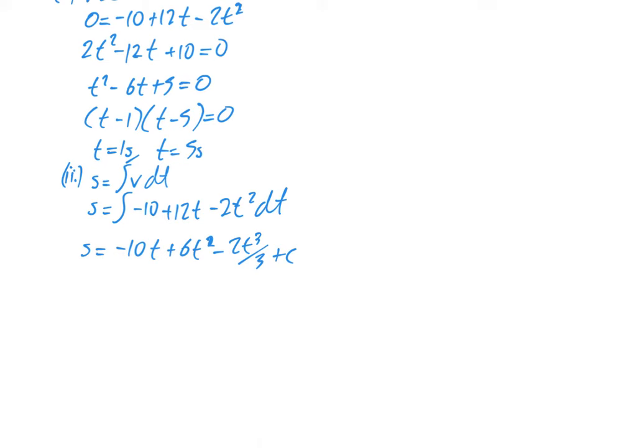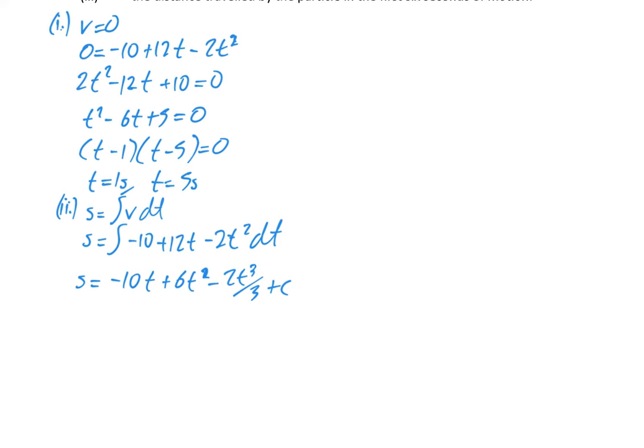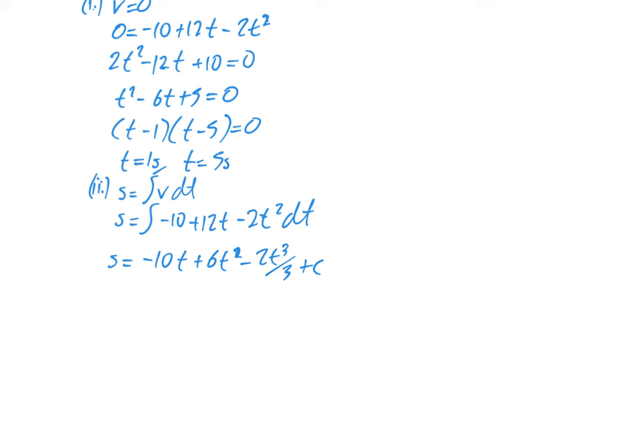And there must be a wee bit more information in this question to allow us to find c. Yep, there is. Okay. It says at time t is equal to 2, the particle is at point A on the line. And what we're doing is finding an expression for the displacement from A. So we know when t is equal to 2, it's at A, so that means its distance from A is 0. So we're just going to put that in and see what we get.